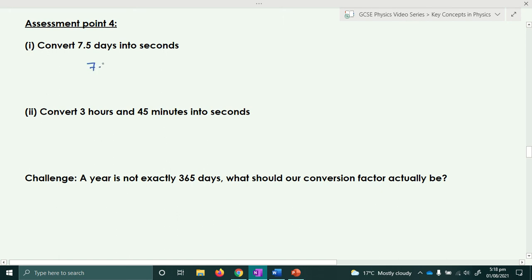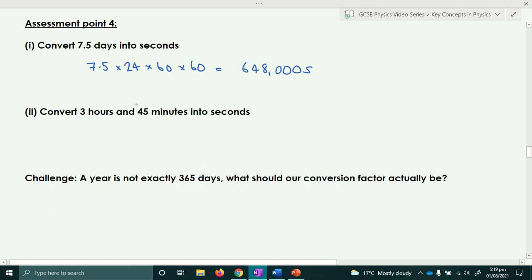So to turn days into seconds, we first turn it into hours, then we turn it into minutes, then we turn it into seconds. So let's just pop that into the old calculator. So 7.5 times 24 times by 60 times by 60, and that comes out as some very long number. That's a very large number of seconds, which shouldn't be too surprising.